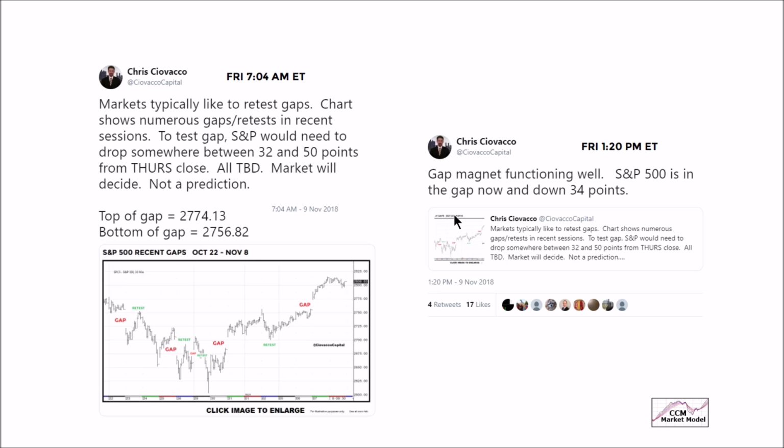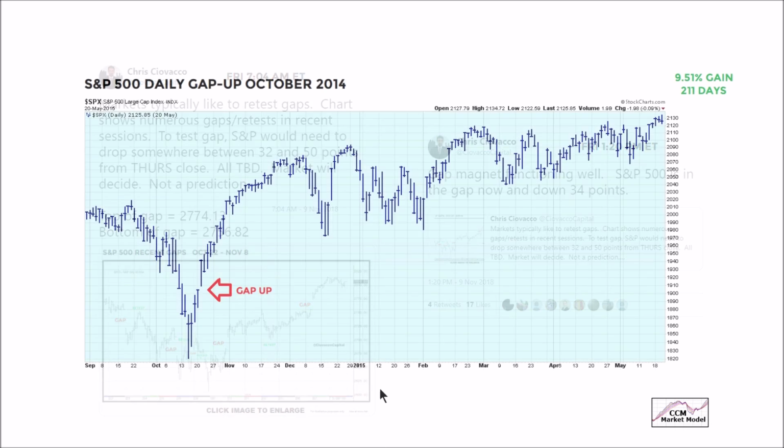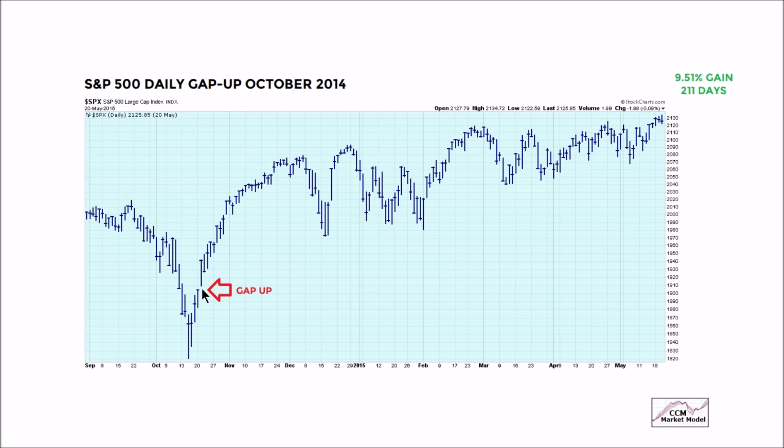Why would we ever root for the market to go down? During the session, we filled this gap. We don't have to worry about it now. Why is that important? Because if we didn't come back and fill the gap, for the most part, during this entire move here, we would have been looking over our shoulder, tossing and turning at night, and wondering how long it was going to take for the market to come back and fill that gap.